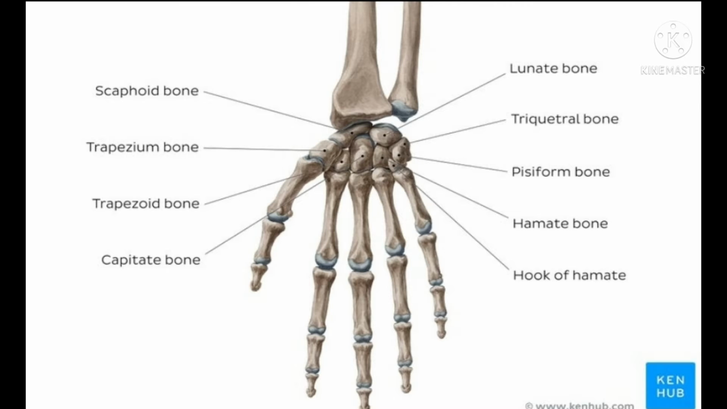Now the arrangement of carpal bones in the distal row is like scaphoid, lunate, triquetral, pisiform from lateral to medial. In the proximal row, it's trapezium, trapezoid, capitate and hamate from lateral to medial. And also the carpal bones are concave anteriorly.